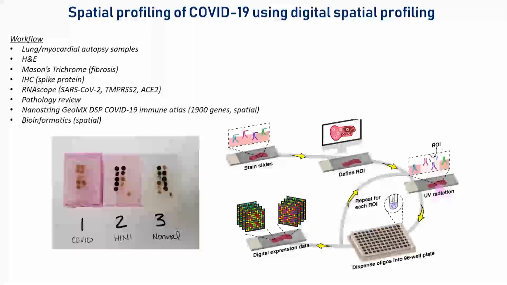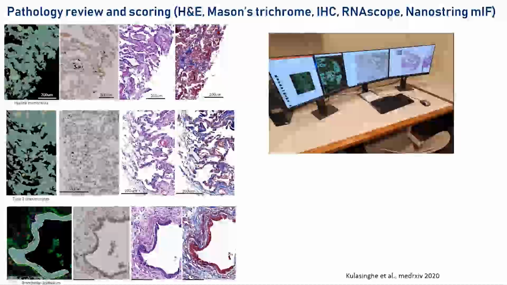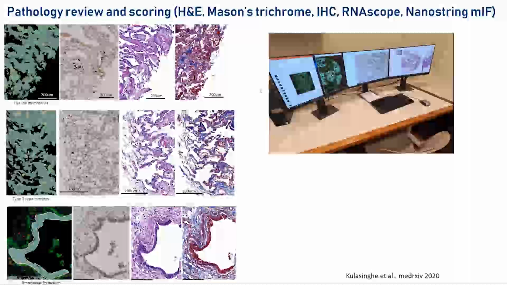So again, it was 3 TMAs, COVID, H1N1, and normal, where each core represents 1 patient. And what's really interesting with this is that you're able to define different tissue types. So it's not a mashup of your tissue. You can actually demarcate different tissue types based on your pathology review of that.